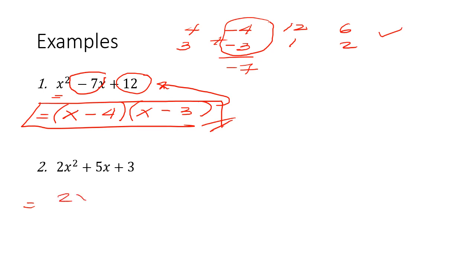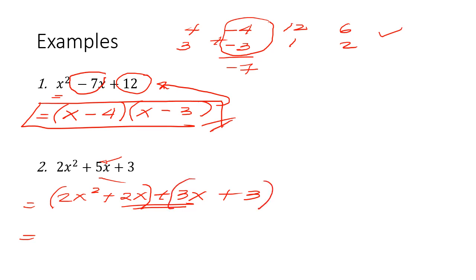So you have 2x squared. Then I will try to decompose the 5x. I could have 2x plus 3x plus 3, right? This is still equal to 5x, and then I have 3 and I have my 2x squared. And then I will do grouping of terms. So I could group this, and then I could group this.